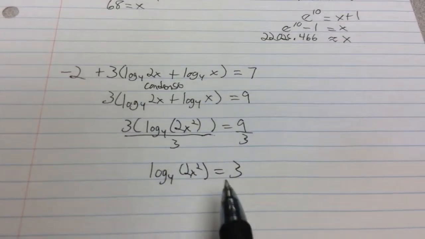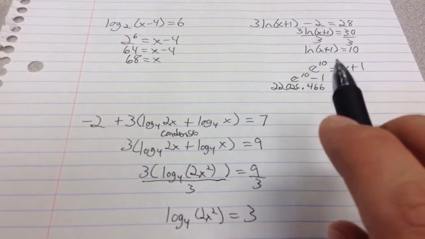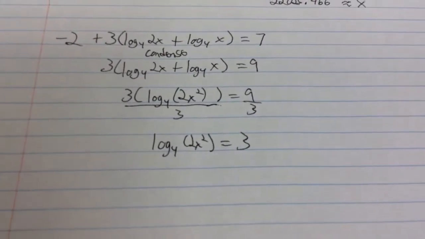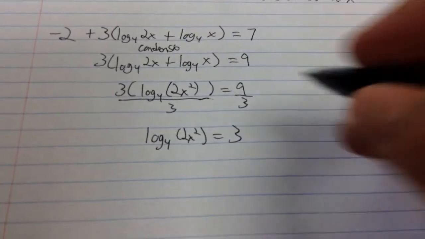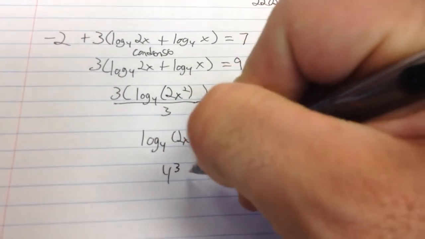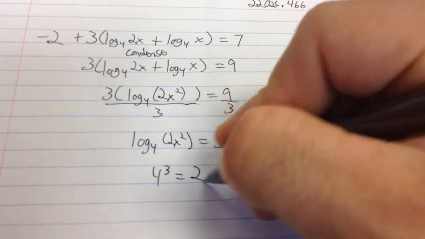Now this one is perfectly set up like this guy or like this guy when you're using the definition of a logarithm. Although this one is going to have some uglier parts to it here at the end. So we're going to take that 4 and raise it to the third power, and it's going to be equal to 2x squared.